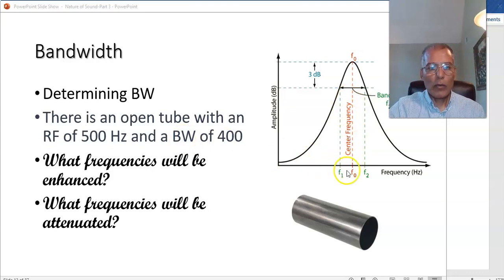So if I say to you, this is 500, anything from 300 to 500 will be amplified, and any frequency between 500 and 700 will be amplified. Any that come on either end will be attenuated. So if I ask, does this tube amplify a 200 hertz tone? Immediately no, because it falls on the lower end, below 300. So what frequencies will be attenuated? Anything below 300, anything above 700.